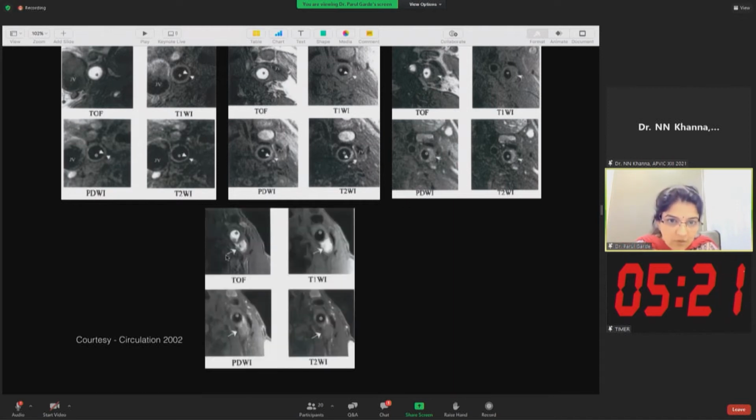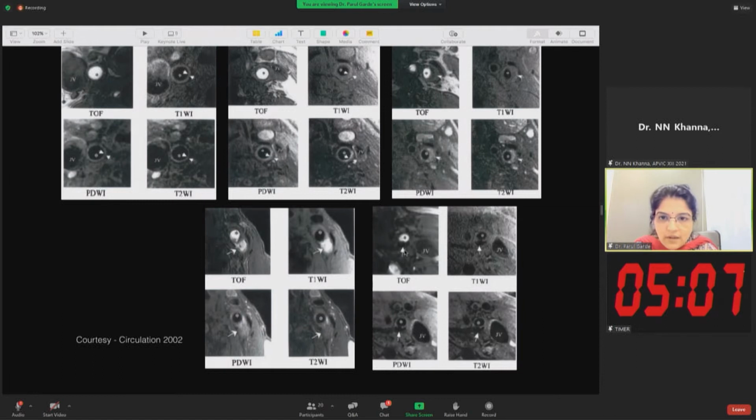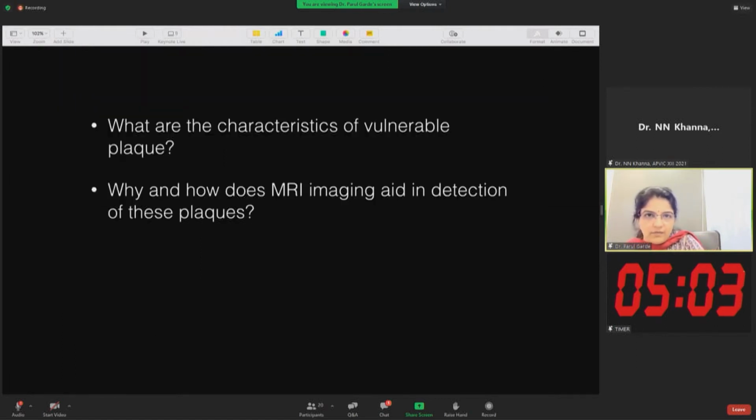Next is a complex plaque which is bright, so intraplaque hemorrhage, there is thinning of the cap and probably some ulceration, so this is a complex ulcerated type 6 plaque. And lastly, we have a plaque which is hypointense on all the sequences, and it is the calcified plaque.